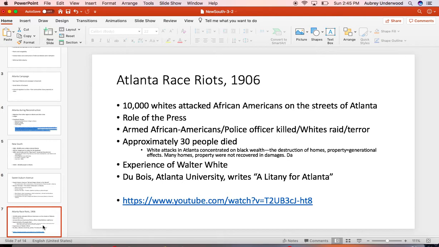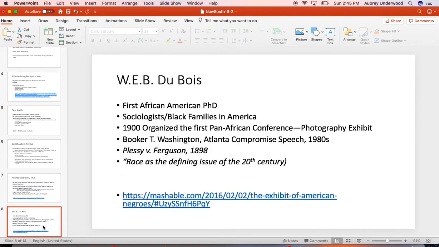Walter White, who is African American, but passes as white, is on one of the trolleys in Atlanta and witnesses the violence firsthand as a child, and goes on to recount this moment in his life as a life altering moment. W.E.B. Du Bois, who was a professor at Atlanta University, also writes the poem A Litany for Atlanta as a response to this.